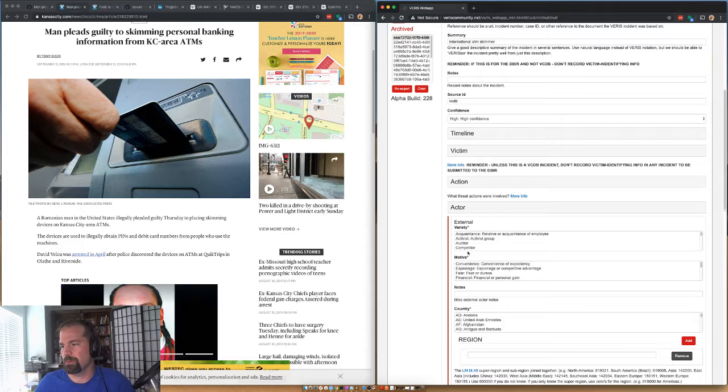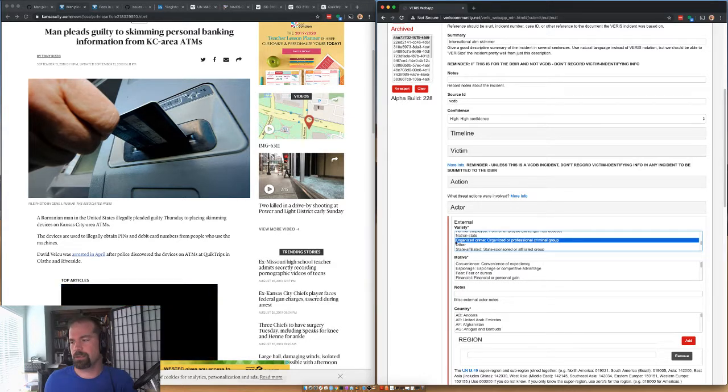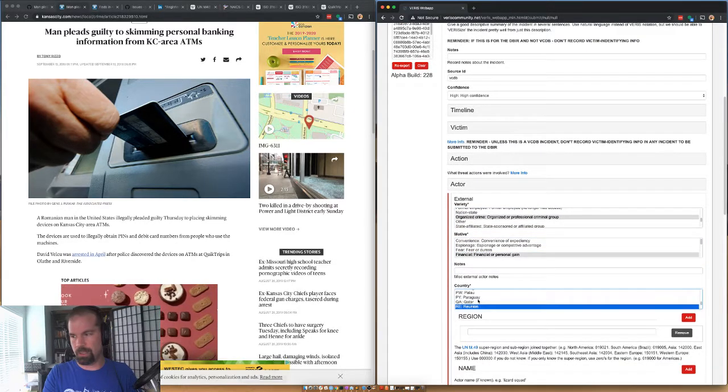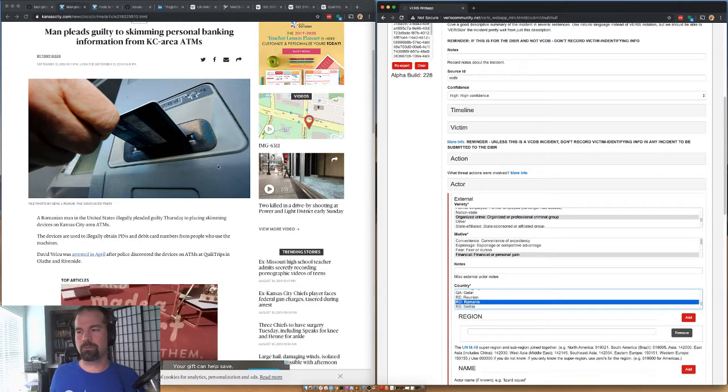External. That's when we get to actually choose some fun stuff. You don't sneak in through Mexico from Romania to plant skimmers and not have kind of a structured plan there. This was not a one-off thing. Definitely financial. Romania. And I don't know what region Romania would fall into. So let's go check that out.